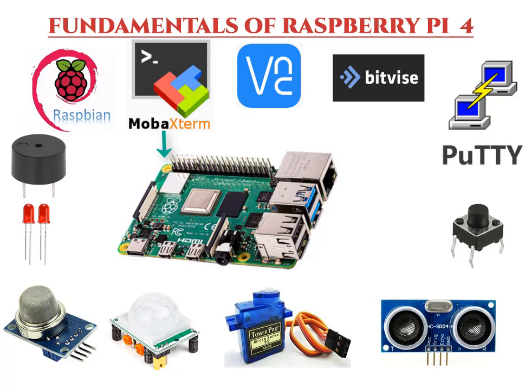After which we're going to learn other means of accessing the Raspberry Pi remotely using VNC Viewer. So we're going to learn how to interface VNC Viewer to the Raspberry Pi. After which we are going to learn how to use Bitvise. Bitvise is another software that enables you to access the Raspberry Pi remotely.